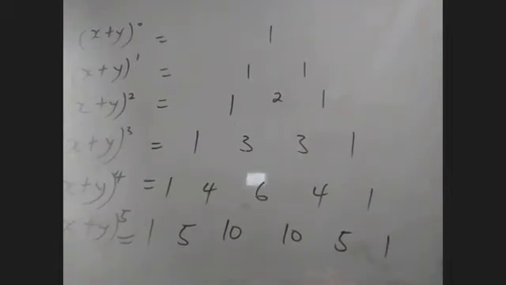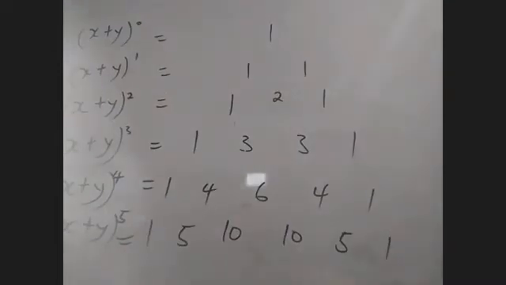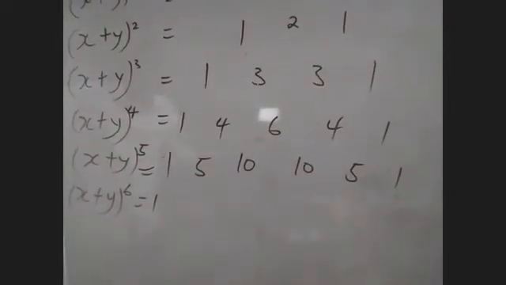So you can derive the coefficient by just taking addition of the previous ones. Like if I want to have x plus y raised to the power of 6, I know the first one is going to be 1. The first one must be 1. Then the second one will be what? 1 plus 5, which is 6.